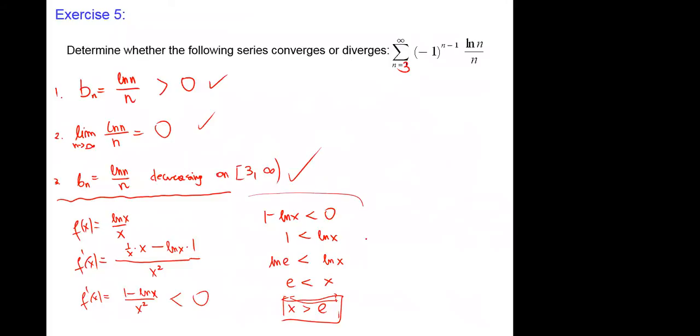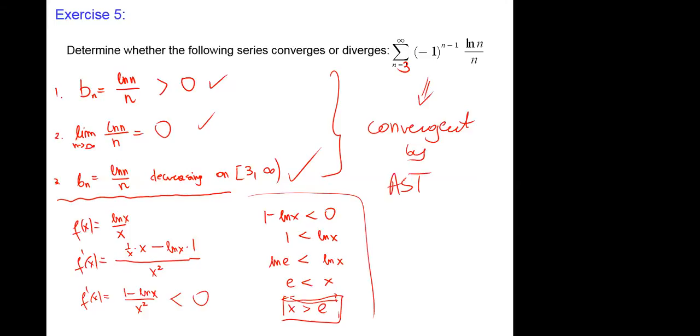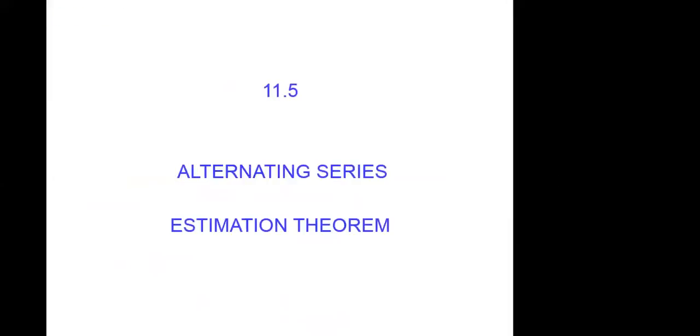That means this was just the proof of decreasing. We did satisfy all of the conditions. This alternating series is convergent by AST. That means this is the way to use it and to state that the alternating series is convergent. But remember, we can't conclude divergence by AST.